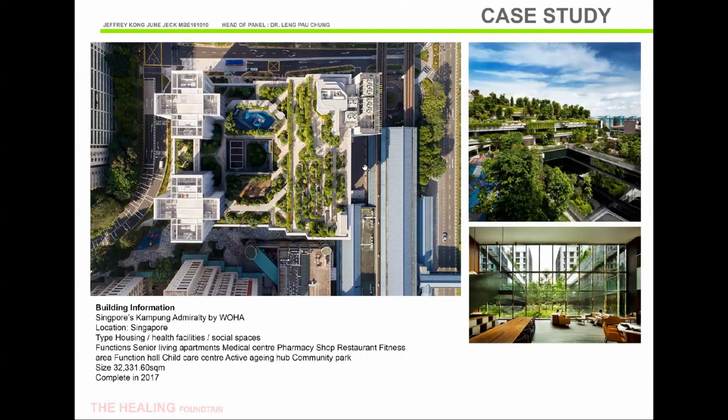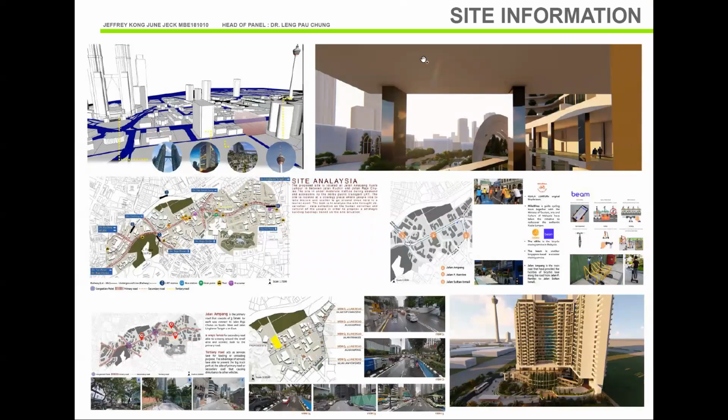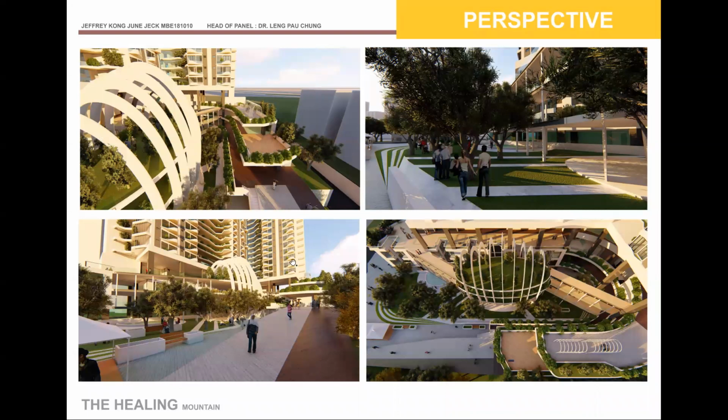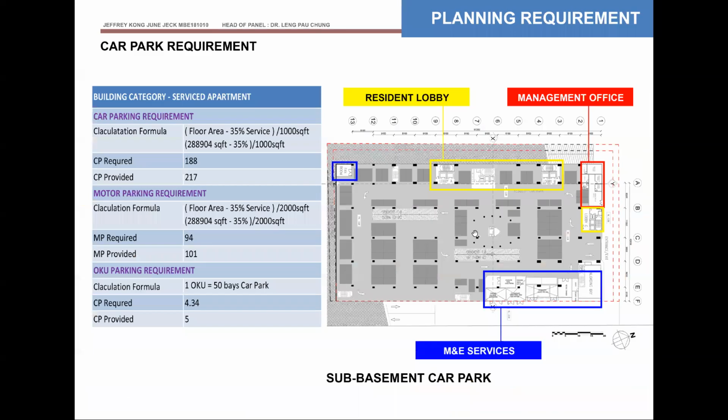This is a case study of one of the projects by WOHA in Singapore. For site analysis, the site is located at Jalan Ampang, and my proposal is in the middle here. This is a perspective; you can refer to my slide. This is the car park requirement. I have two basement levels of car park. My density is low, so I am able to achieve the minimum car park with two floors of basement car park.